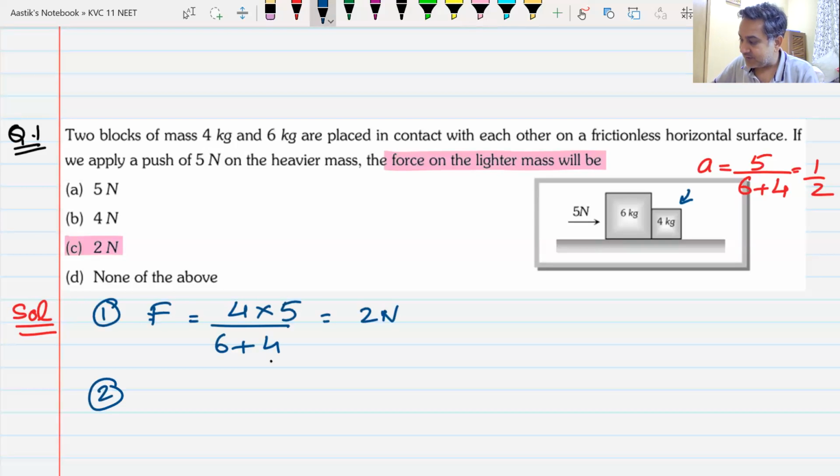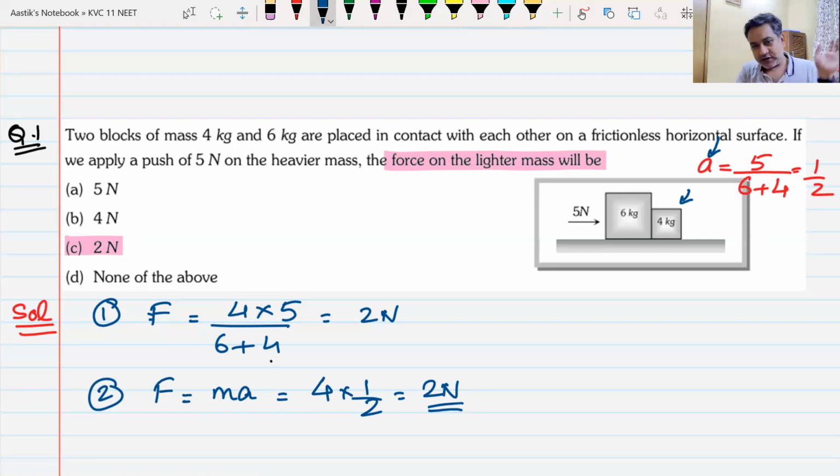Or the second way is, you know the acceleration multiplied by the mass. Force is equal to mass into acceleration for this block. Mass is 4. Acceleration is half. You will get 2 newtons. So you can do it this way or the other way. You will end up with the same answer. Do we understand this? Anyone understands this?